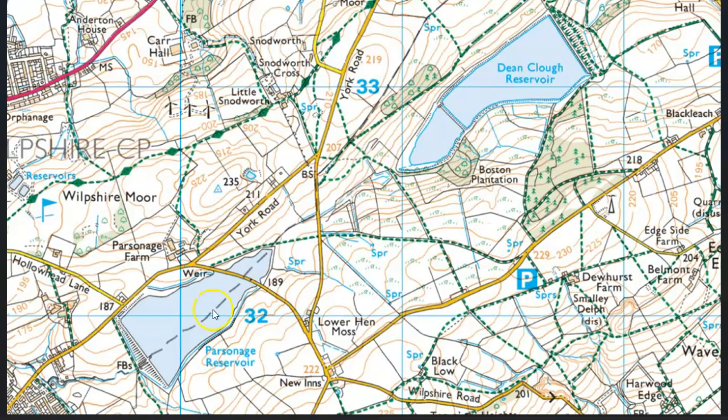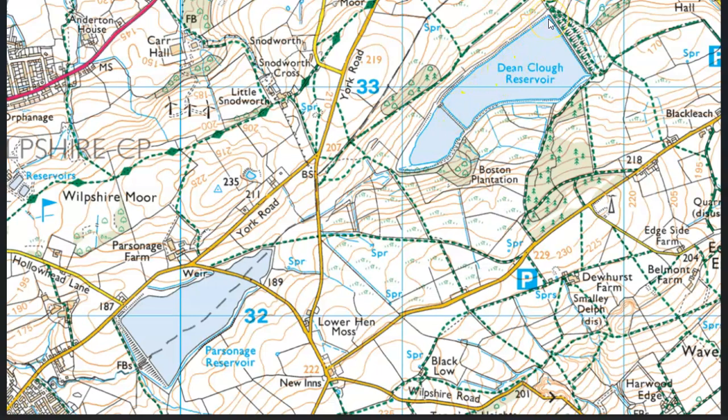So what about Parsonage Reservoir? Well, no areas of woodland around that. Dean Clough Reservoir, could we be on one of these corners? This one possibly. Well, that doesn't really fit. We've got a long side opposite us. What about being at this corner here looking to the southwest?